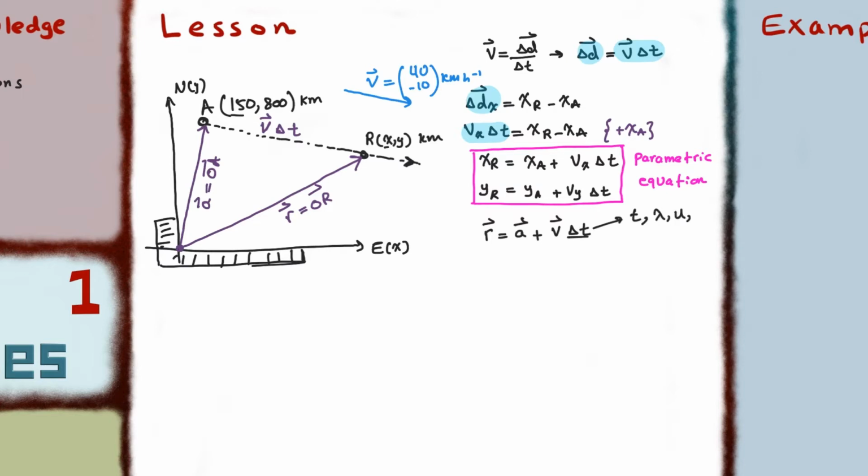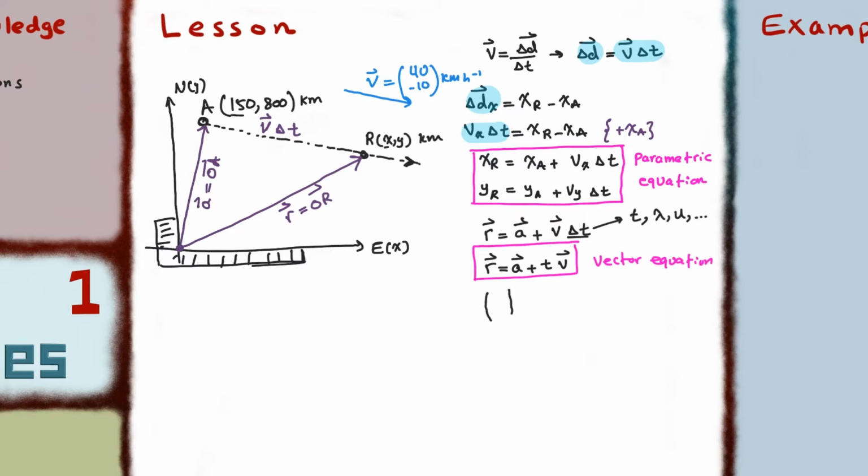Note that change in time is also represented by other variables whenever we're writing lines, so it could be t, lambda, u, mu, or many other symbols. We'll use symbol t, so position vector r is equal to position vector a plus t multiplied by the velocity vector, and this is called the vector equation of a line.